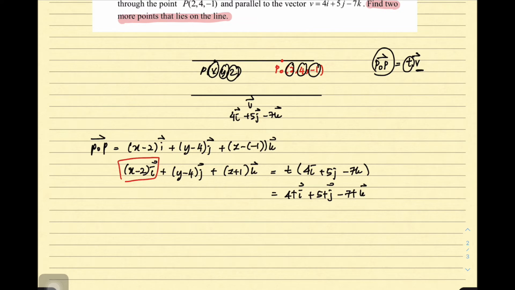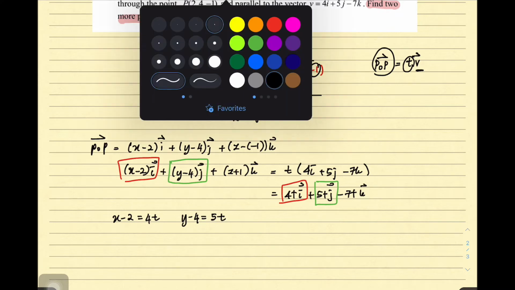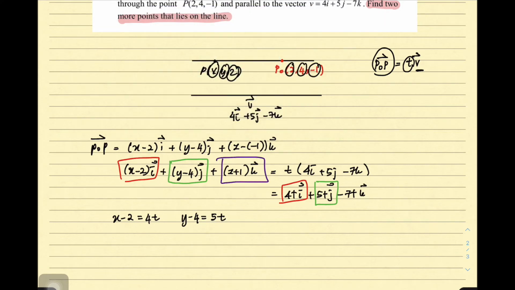Okay, so next apa yang kita nak kena buat adalah we need to compare both sides. So the I you compare dengan yang ada I dekat sini. Okay, so apa yang awak akan dapat from this is x minus 2 is equal to 4t. Okay, then we compare the one with j here on the left side with the one with j on the right side. So apa yang awak akan dapat for the second parametric equation is y minus 4 is equal to 5t. Okay, and then for k we compare with the one that have k on the right side here. Okay, kena ambil sign sekali, jangan lupa. So apa yang awak akan dapat dekat sini is z plus 1 is equal to negative 7t.